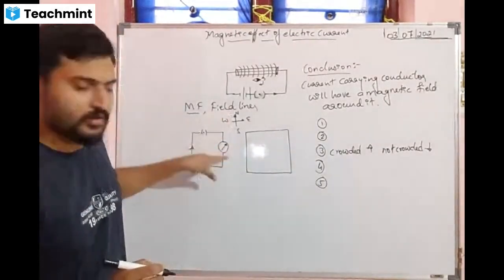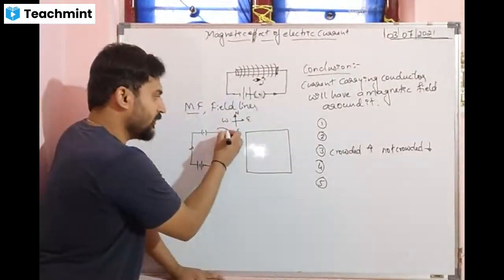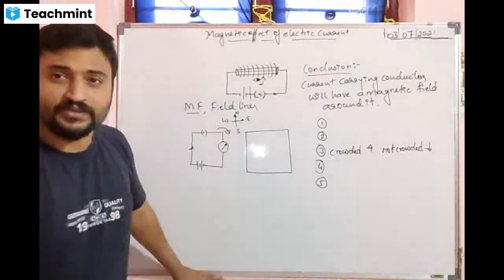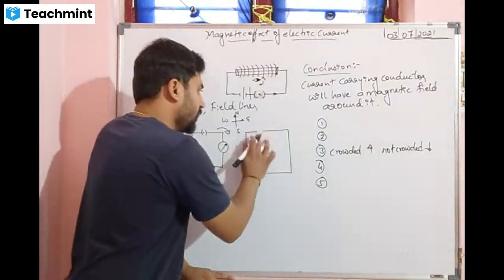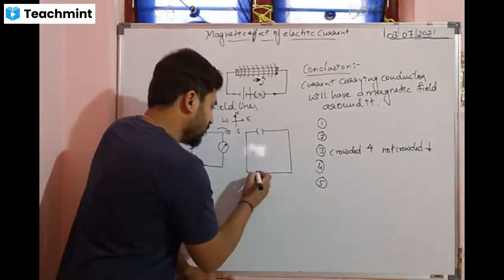Is it showing north pole now? It turned towards the east side. So second, one more diagram you can see.